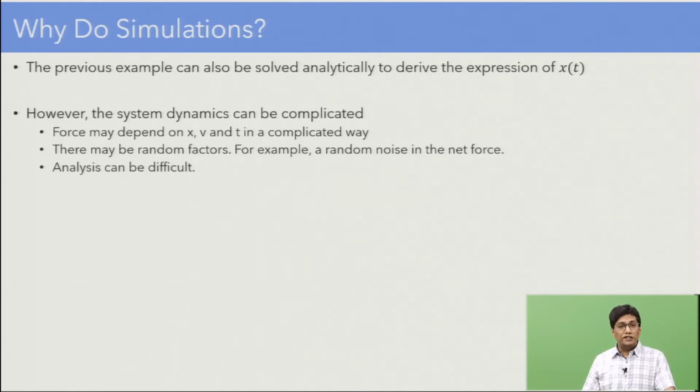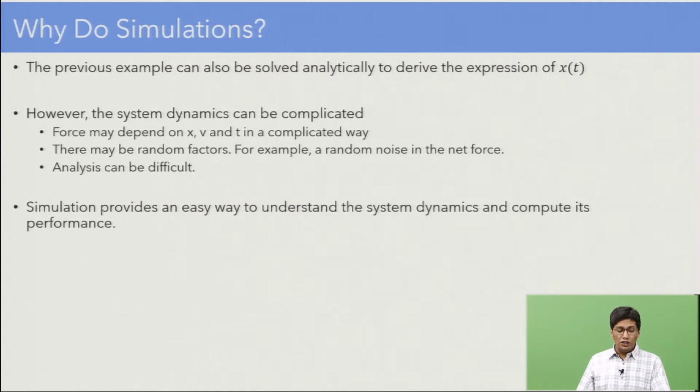But the system dynamics can actually be complicated. So, you may have forces which may depend on time, velocity and x in a linear or nonlinear way. There may be random factors also. For example, there may be some random noise, or there may be more terms like damping and other factors. And if you include all those factors, probably the analysis may be a little bit difficult to do. So, of course, if you want to solve the system analytically, we need to assume some conditions. For some specific cases we can solve it, but we cannot solve it for any possible configuration.